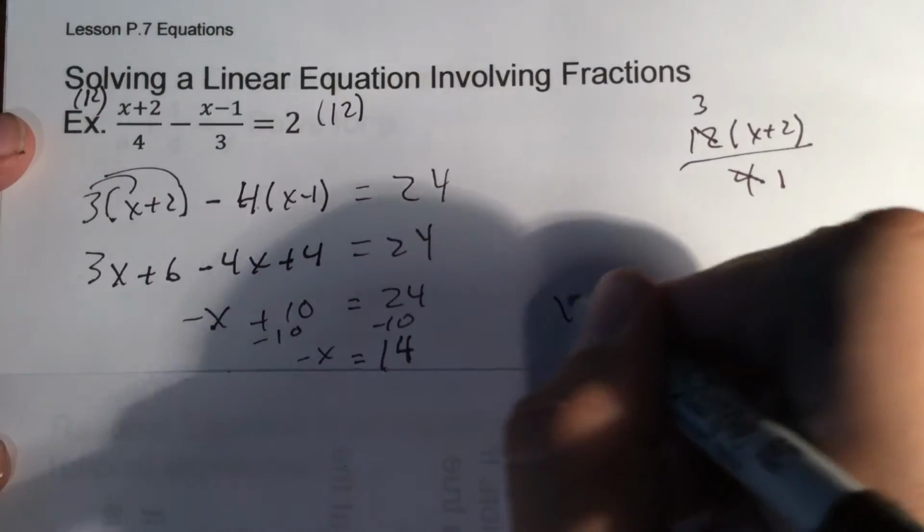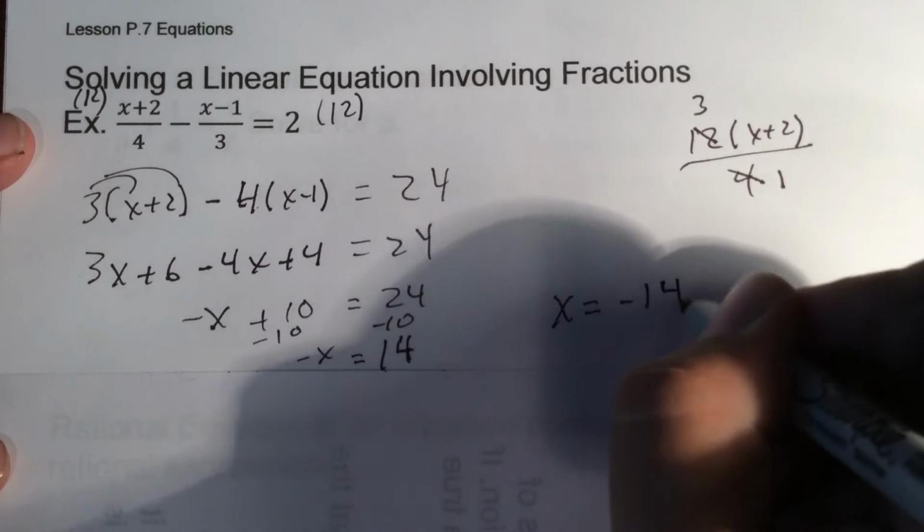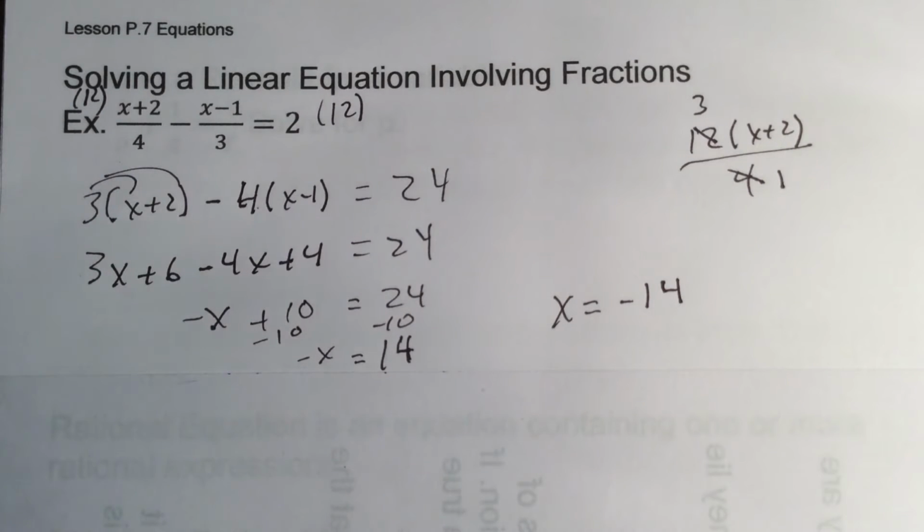And so then that would just switch to mean x equals negative 14. Basically you divide the negative or times the negative over, either way works. And it would switch over to the other side.